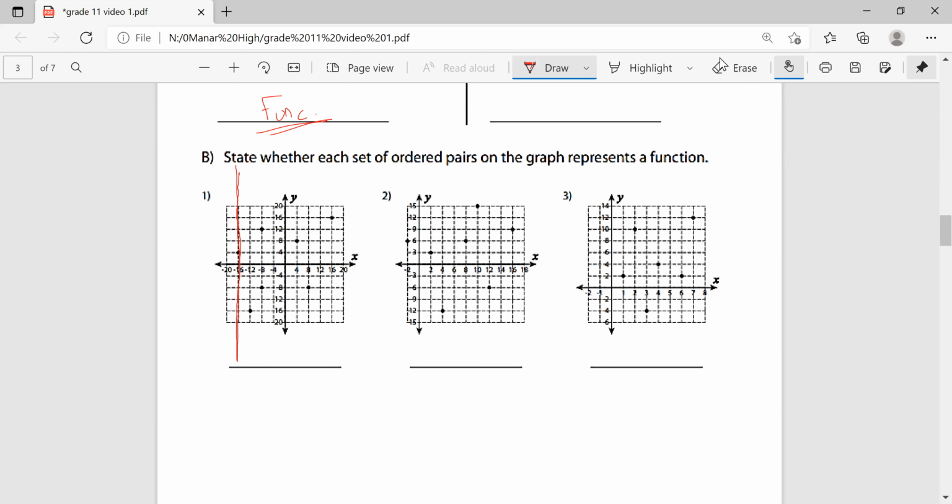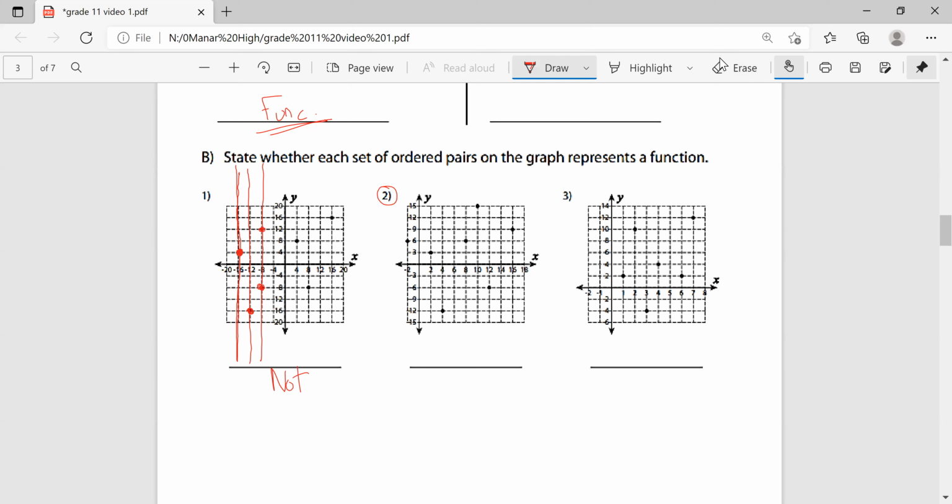Here, this vertical line concerning negative here has only one value at y. Good. Here, only one value at y. Only 1 point. Here, 2 points. So stop. Do not complete. It is not a function.